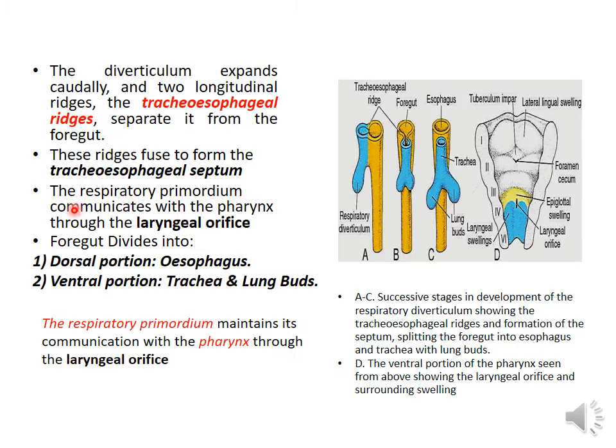The respiratory primordium communicates with the larynx through the laryngeal orifice. The foregut will be divided into the dorsal portion, the esophagus. Here, this is the esophagus, and the ventral portion includes the trachea, and these are the lung buds. The communication of the respiratory primordium is maintained with the pharynx through the laryngeal orifice. This is the laryngeal orifice.